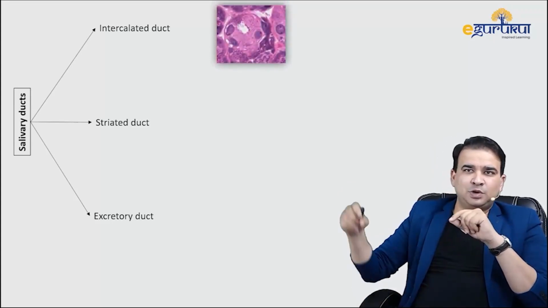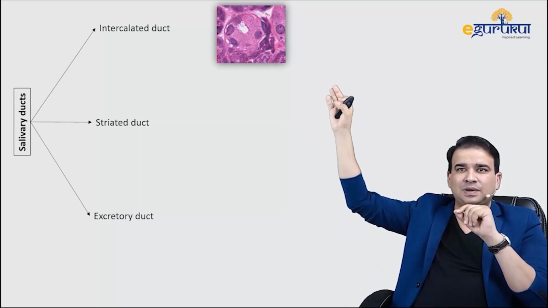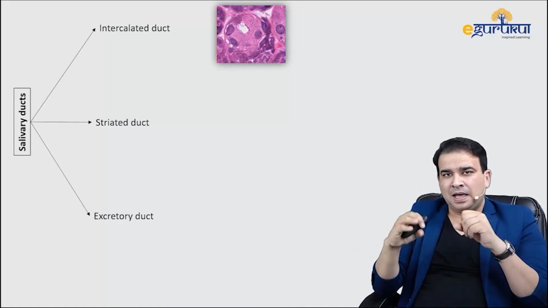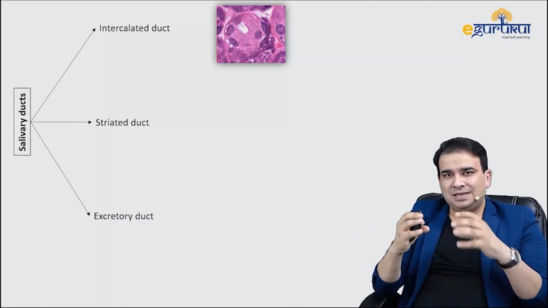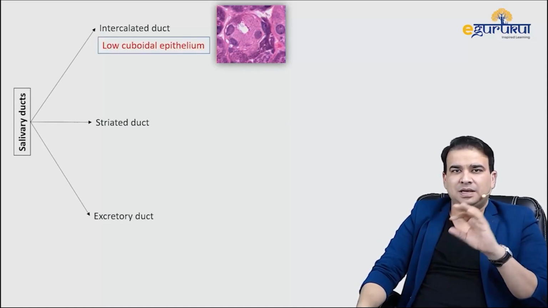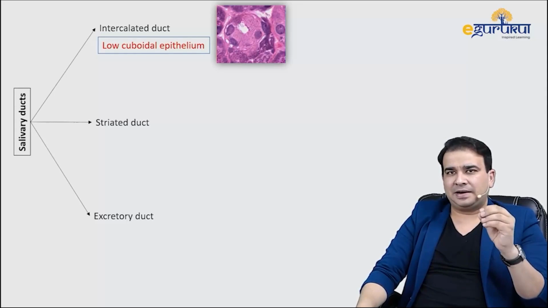Now in this picture, the inset, you can see a very small part of the serous cell over there as well, and the rest is a duct, which is indicative of it starting from the acinus. And the kind of epithelium that you see in these ducts is a single layer of simple cuboidal epithelium. A single layer of simple cuboidal epithelium will be seen in the case of the intercalated duct.